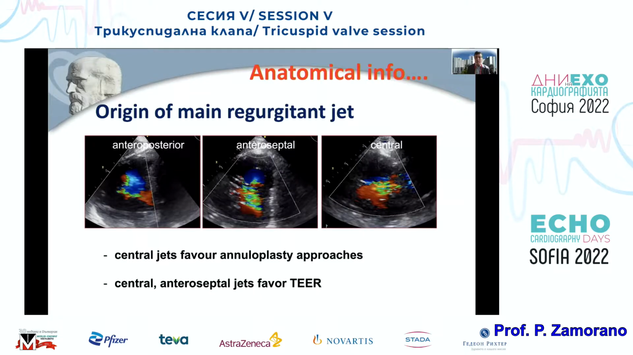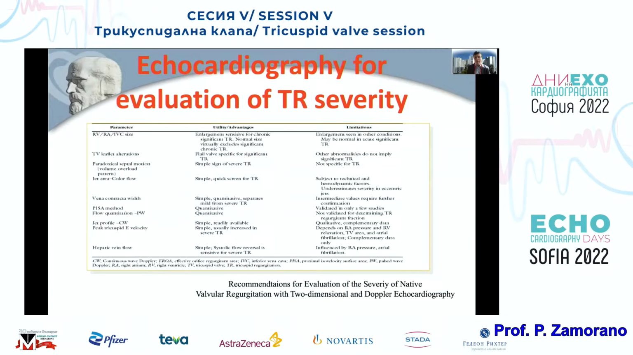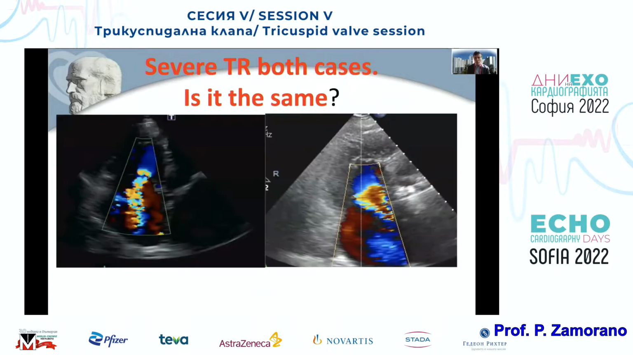Also, the origin of the main regurgitant jet is extremely relevant. Usually for treating percutaneously, the central jets favor annuloplasty approaches, and the central anteroseptal jets favor the TR. The severity, as I said, is usually assessed with qualitative, semi-quantitative, or quantitative methods, classifying TR as mild, moderate, or severe. And the question is, well, do we have a perfect method? The answer is no. All of them have some limitations. This is why we need to assess in a comprehensive way using the different approaches.